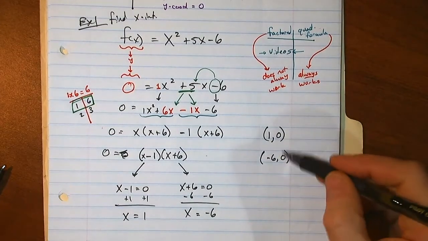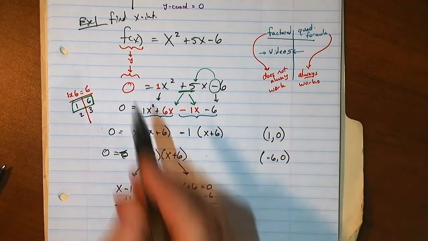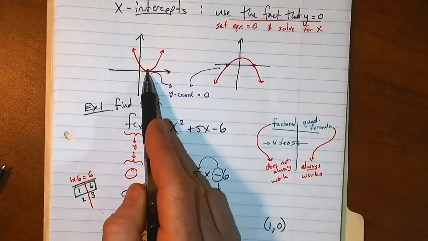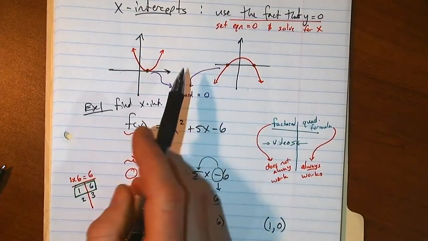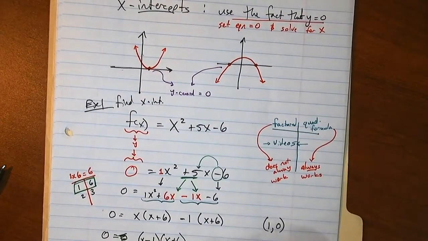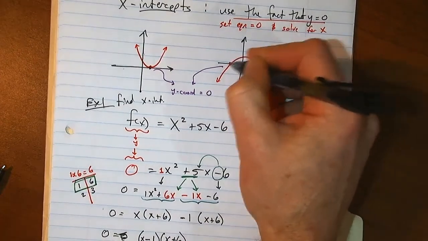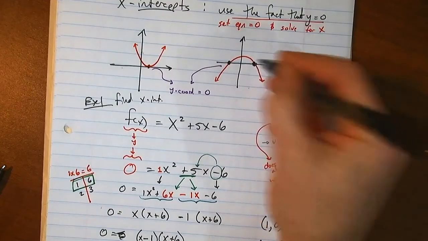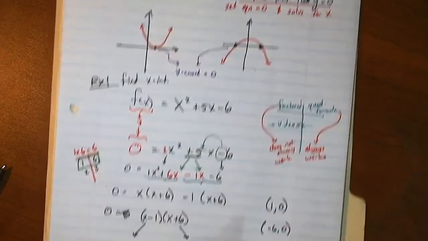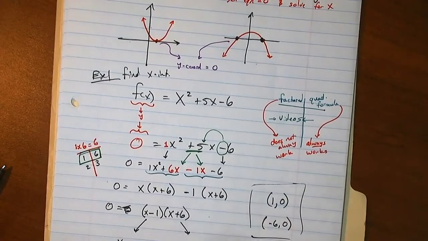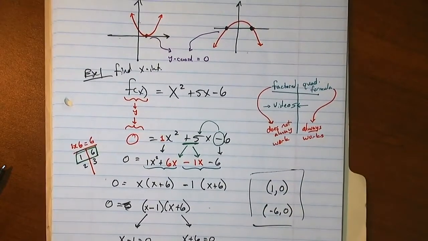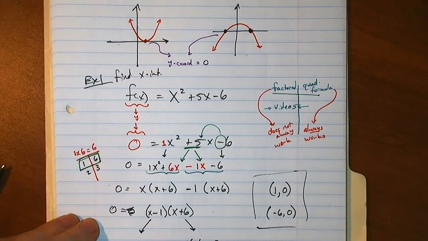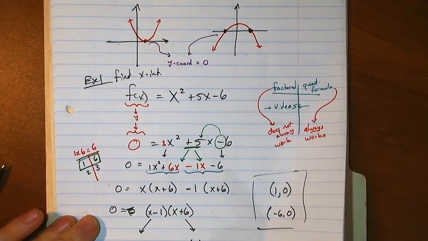Now, why is it 0? Where's that coming from? That comes from the fact that we know we're on the x-axis. Whoops, you can't see what I'm pointing at. We know that we're on the x-axis. So in this case, we've got 1, 0, and -6, 0. So that would be kind of like this, right? There's my -6, 0. There's my 1, 0. There are my x-intercepts. Okay, so there we go. That's just a very, very fast review of doing it with factoring.